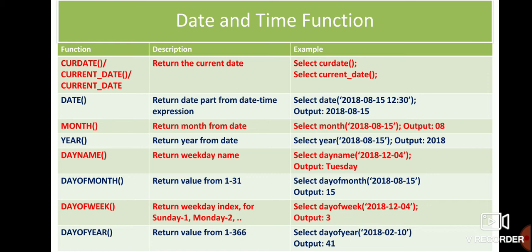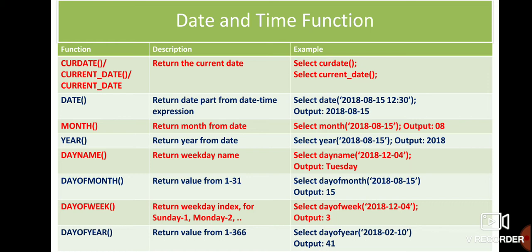Like select CURRENT_DATE, the same answer you will get. CURRENT DATE also returns the same output, like the current date will be displayed. CURRENT slash DATE will also return the current date, and CURRENT_DATE only can also be written. Next is what?